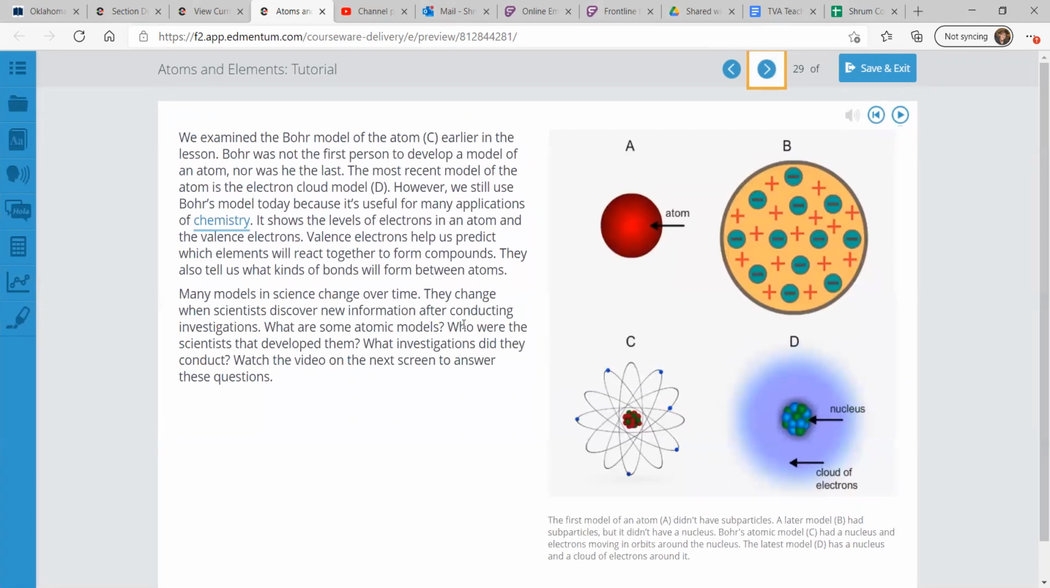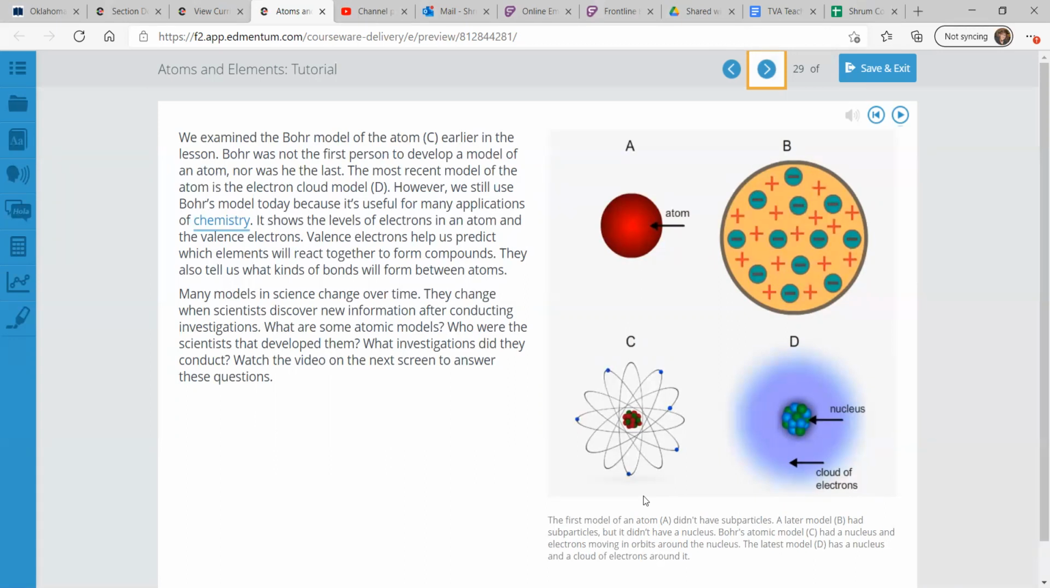and learn more about those models since we've talked about them before. We talked about the Bohr model of the atom, C, earlier in the lesson. So this picture C is the Bohr model. Bohr was not the first person to develop a model of an atom, and he was not the last. This is the most recent model with the electron cloud model. However, we still use Bohr's model, C, today because it's useful for many applications of chemistry. It shows the levels of electrons in an atom and the valence electrons.